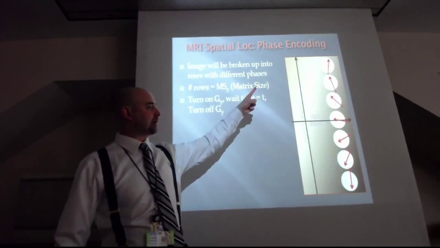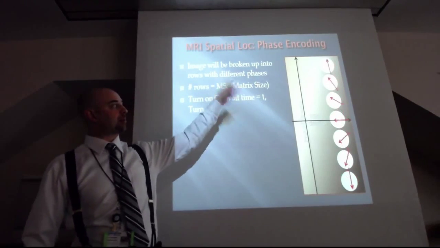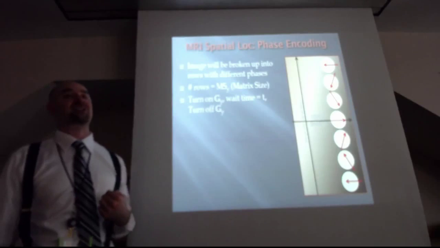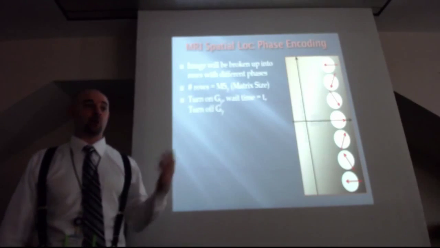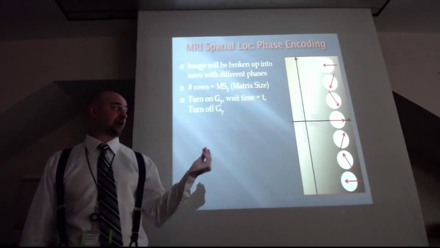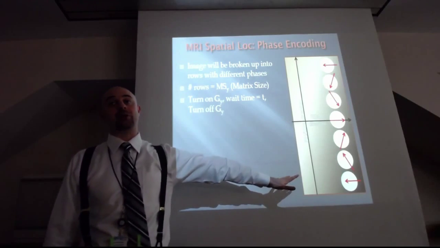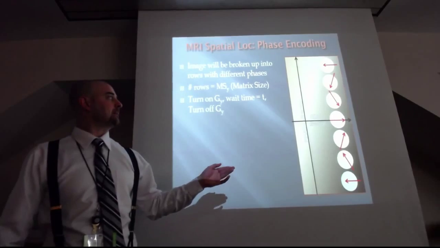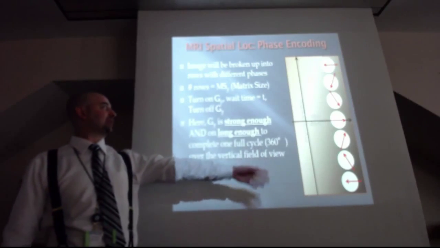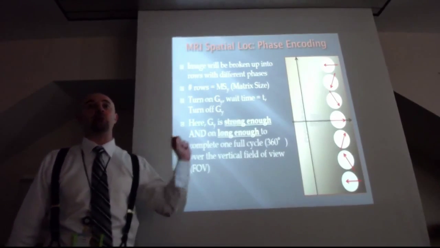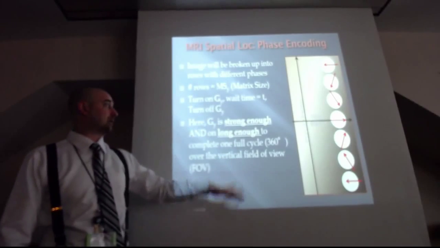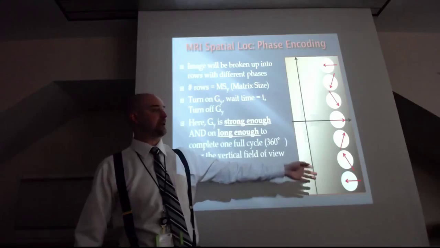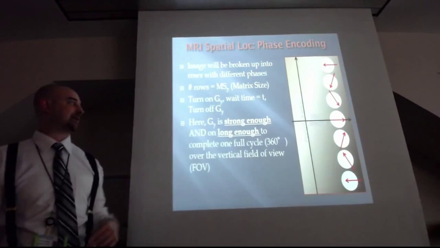But the important thing to notice is that as you go up, the arrows are rotating or precessing faster than the ones at the bottom. You leave it on for a certain time and then you turn it off. Remember, these are all in the relative frame. So these are all rotating at 64 megahertz at baseline. Now they're all back to rotating at 64 megahertz, but GY was strong enough and on long enough that we complete a cycle of 360 degrees from the bottom to the top of the image, right?